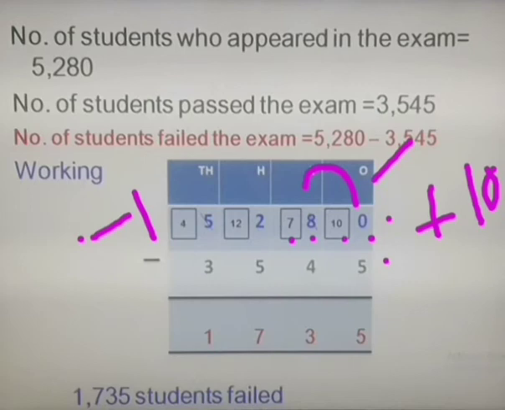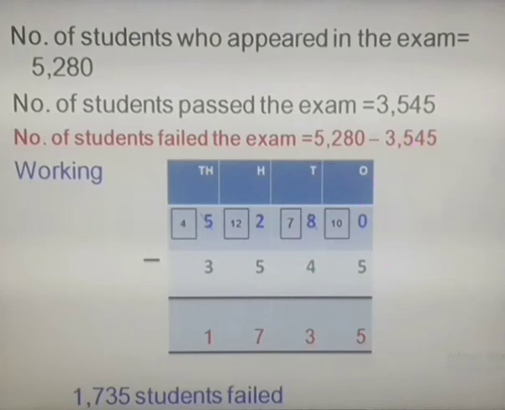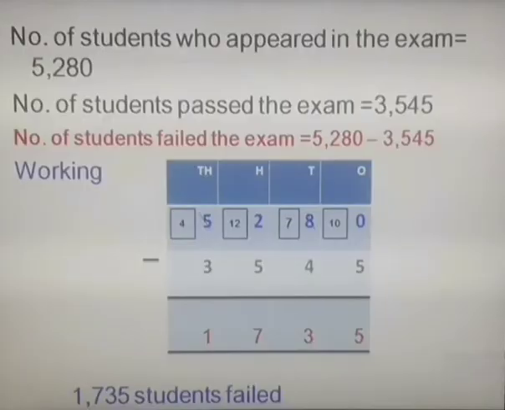Now, children, can we deduct 5 from 10? Yes. So 10 minus 5 is 5. So we write 5 here in the ones column. Now let's subtract the digits given in the tens column. So in tens column we have 7 and 4. So 7 minus 4 is 3. So we write 3 in the tens column, children.